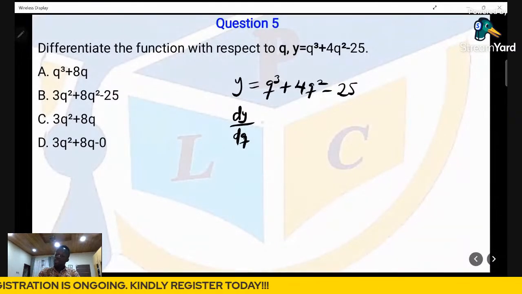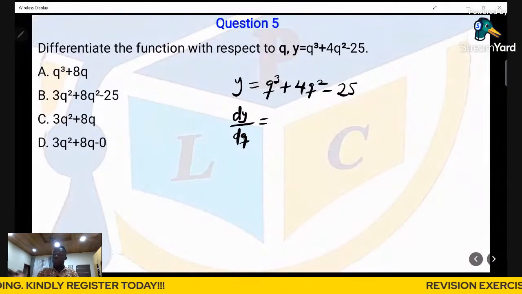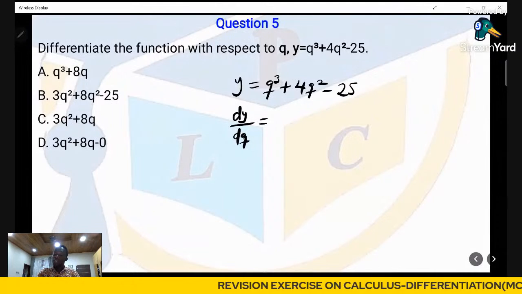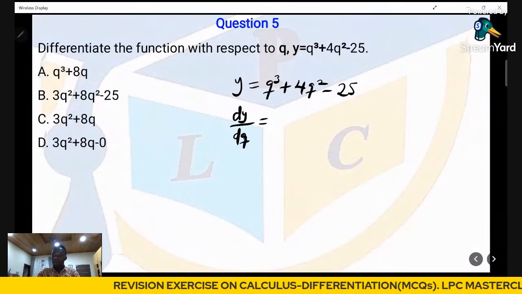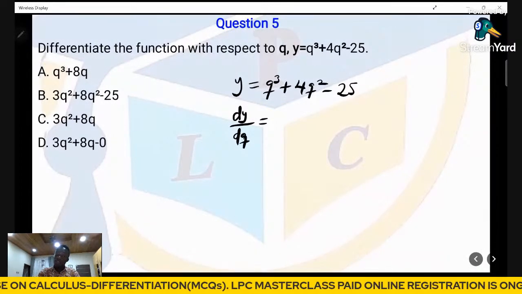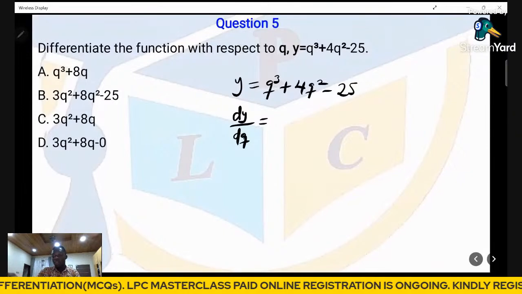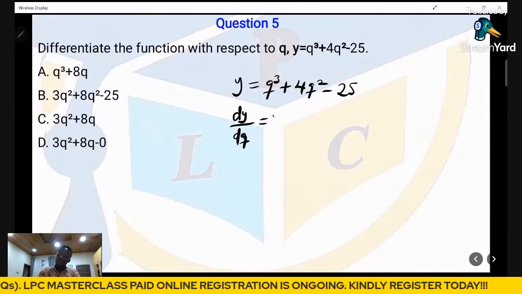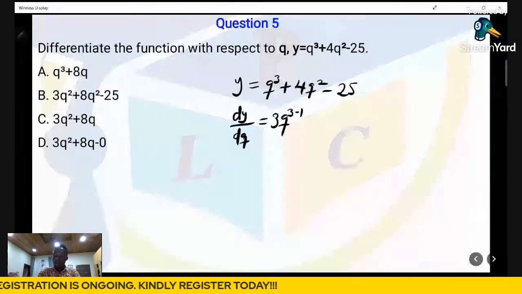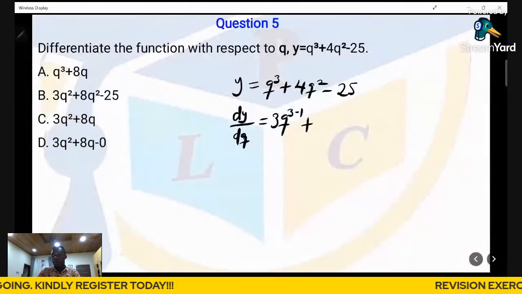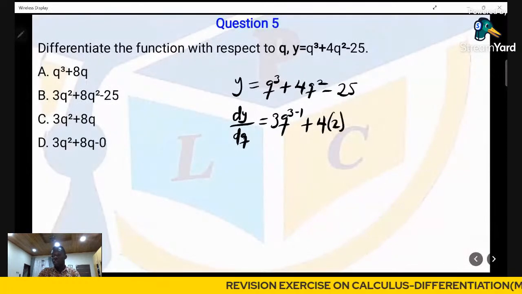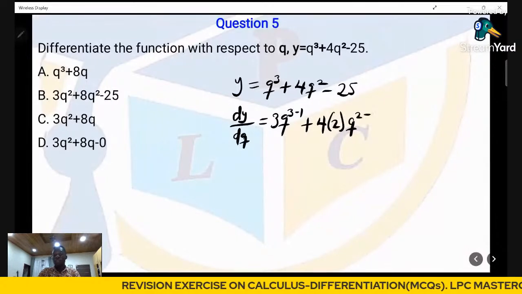So for you to differentiate, first of all, the power or the exponent is going to multiply the coefficient of the main variable under consideration. So you will multiply the power by the coefficient of the variable under consideration. So you have here 3q, and you repeat the power again, subtract 1 from it. This is how we differentiate. Plus, you have 4 here, that's the coefficient. So the 2 is going to multiply the 4, okay? You repeat the q with a square and subtract 1 from it.